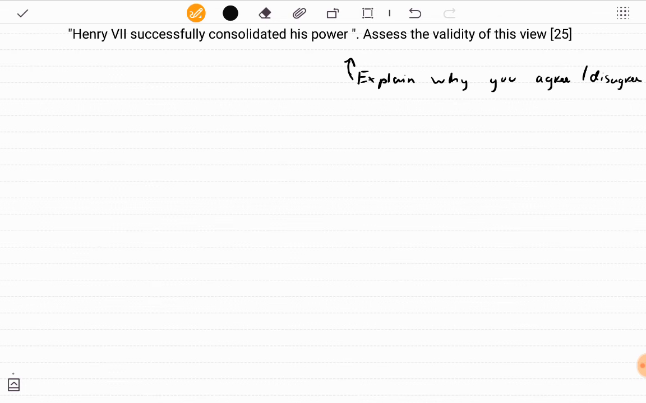So this applies to all of the AQA topics that you can do in the breadth paper. There's a little bit of a difference I like to emphasise between the breadth and the depth paper, so paper 1 and paper 2. But this is a Tudors question in paper 1. And it's a really simple question. So Henry VII successfully consolidated his power. That's the statement, and you have to assess the validity of this view.